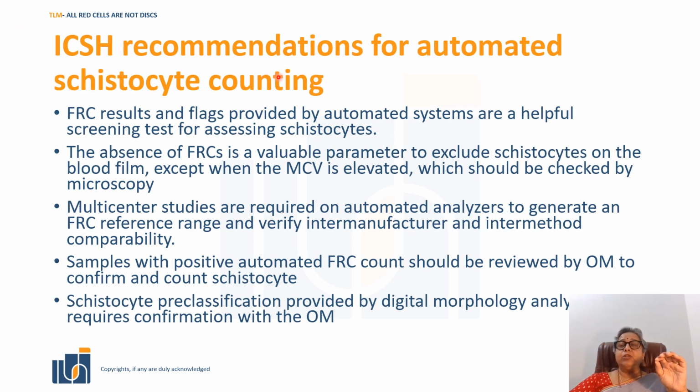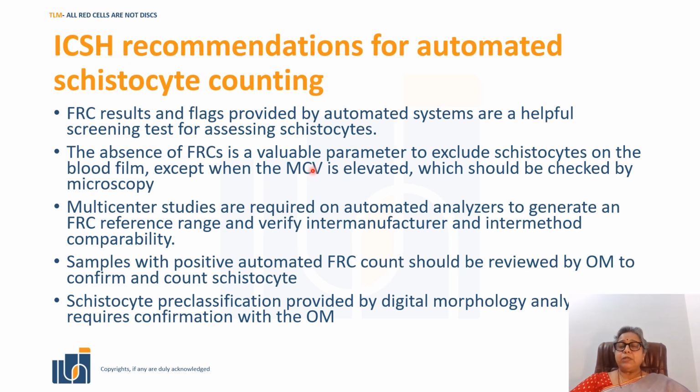Now, what are the guidelines or recommendations for automated schistocyte counting? FRC results and flags provided by the automated systems are helpful screening tests for assessing schistocytes. Definitely. The absence of FRC is a valuable parameter to exclude schistocytes on the blood film, except when the MCV is elevated to greater than 105 femtoliter. At that time, you please make a smear and you look at it. Now, multi-center studies are required on automated analyzers to generate an FRC reference range and verify inter-manufacturer and inter-method comparability. This is an ongoing process. These are the latest guidelines anyway.